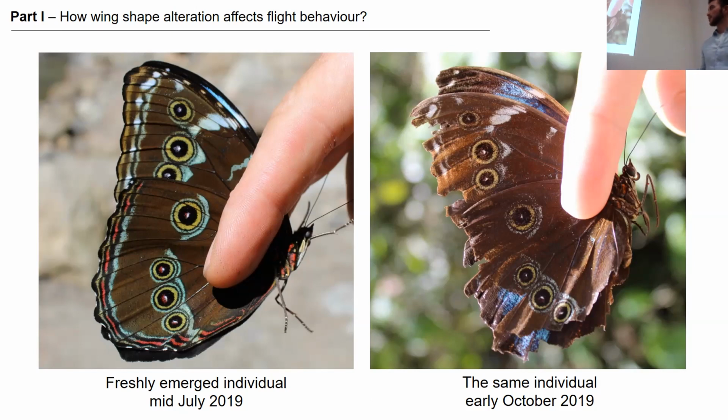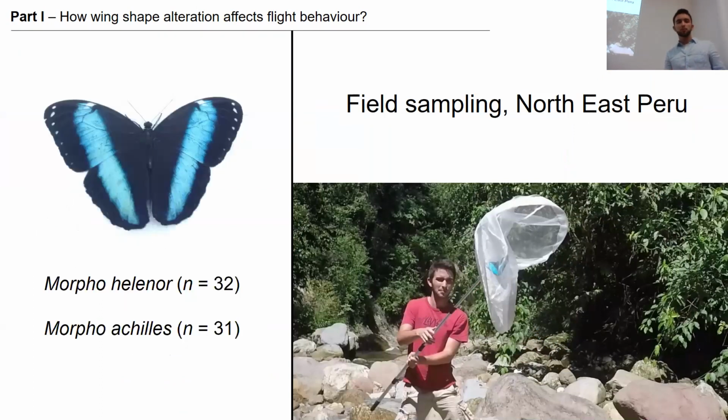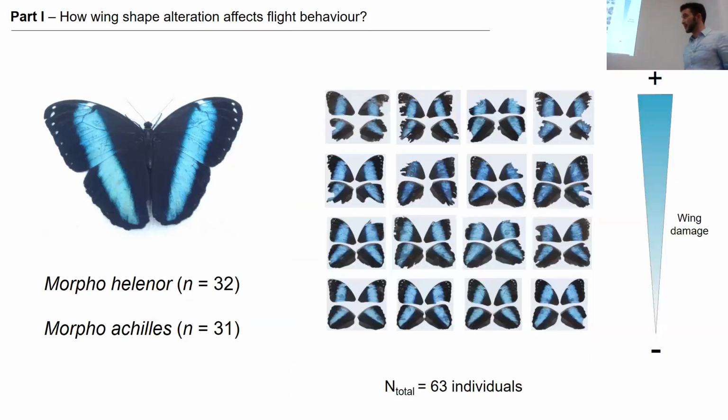I went to the field in northeast Peru, where I collected Morpho butterflies, both intact and damaged specimens. And for this study, I focused on two species of Morpho, eleanor and atlas. These two species are nearly identical phenotypically. They both look like that. And the captured specimens were damaged in various proportions. So I had quite a great range of different types of wing shape alterations, varying both in the location and in the extent of missing wing area.